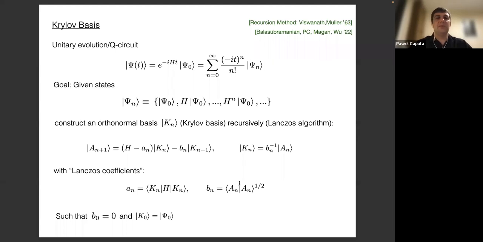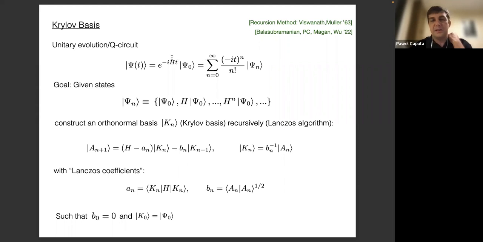Okay, so let's say we're interested in some unitary evolution, or you might as well think about this as some quantum circuit that I denote as psi of t, where we start from some initial state psi 0 and we apply some unitary e to the minus iHt.